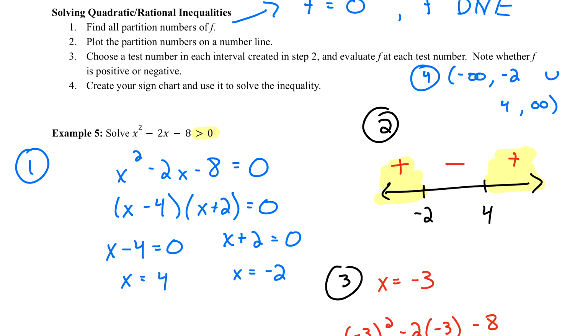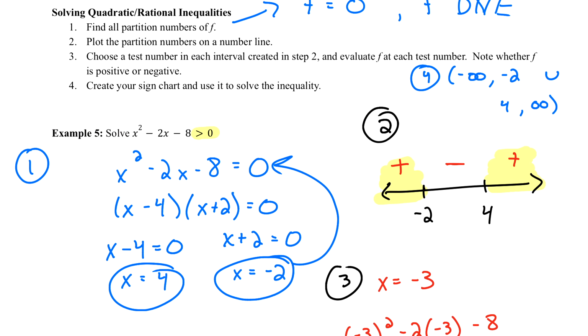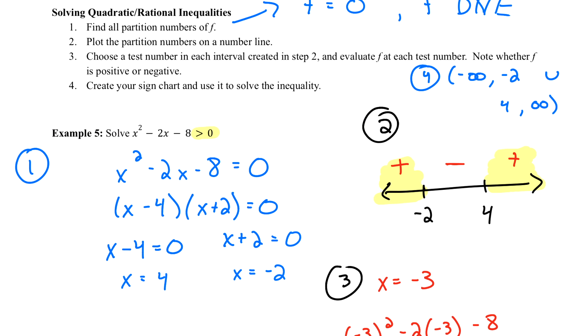So if we think about how we came up with 4 and -2, we found both of those 2 numbers by taking our function and setting it equal to 0. So if we take those 2 numbers and again plug them into our function, we're going to get 0. We only want numbers which are greater than 0. We don't want greater than or equal to. So in this case, because we just want greater than, that means those numbers are not a part of our solution set, which means we're going to use parentheses around those 2 numbers.